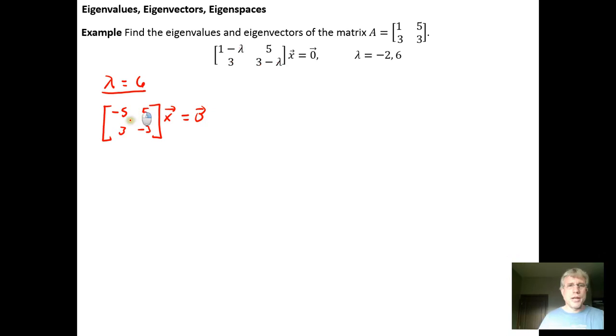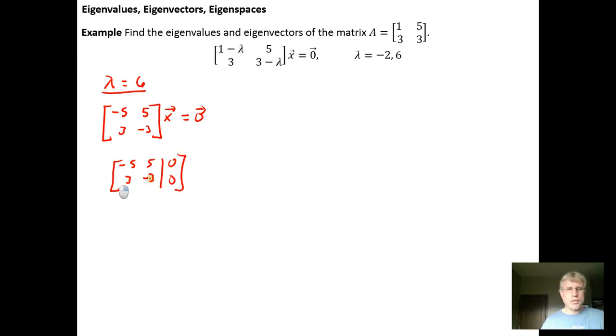So this is just a system of equations. We could solve it using techniques that we've already used this semester. We could do the augmented matrix, where we take the coefficient matrix and augment it with the 0 vector. This would be one way to do it.